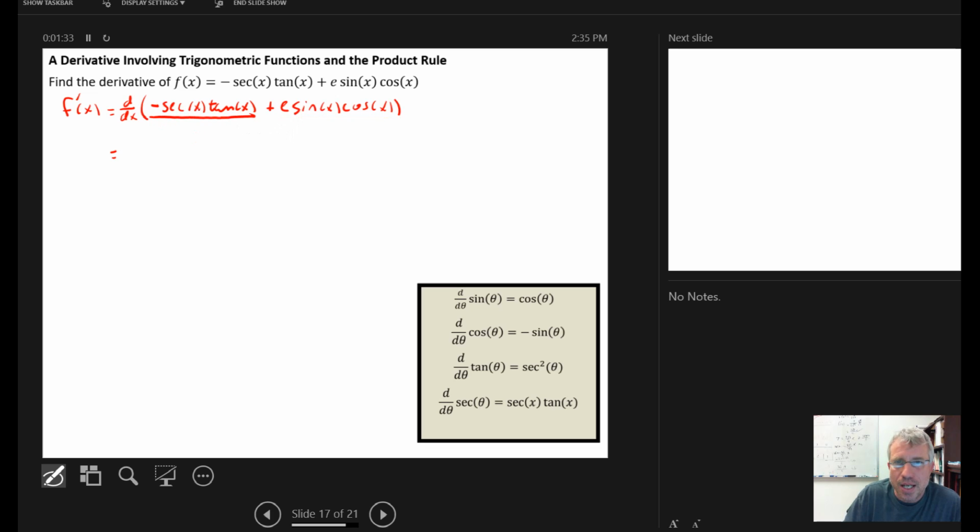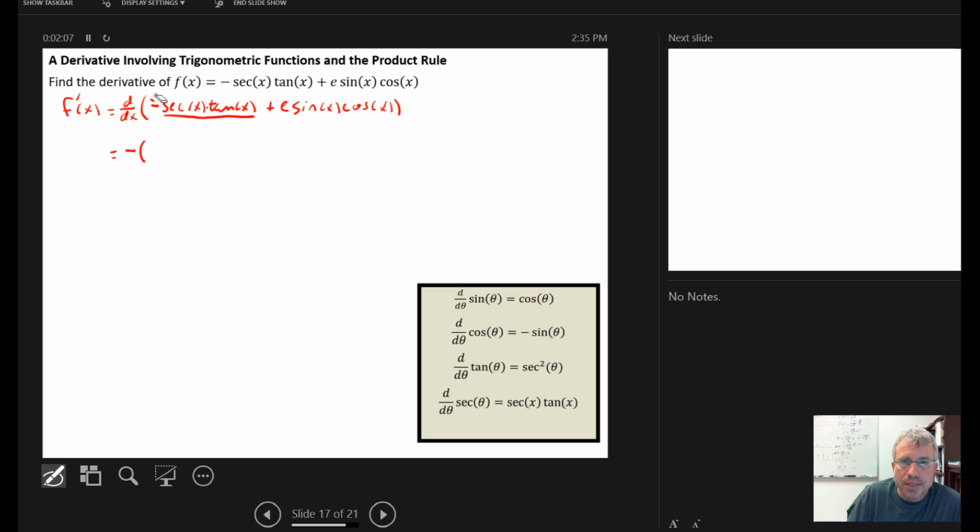I have negative secant x times tangent of x. And when I look at this, what I want to recognize is I have a constant multiple of a product. So this is the same as negative 1 times secant tangent. And we know that the derivative of a constant multiple of a function is the constant multiple of the derivative. So I'm going to take that negative 1 and hold it out in front, and take the derivative of the functions that that constant multiple is attached to.